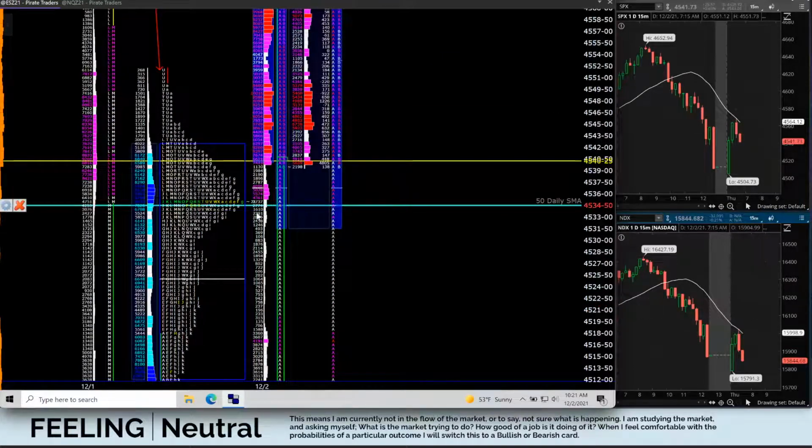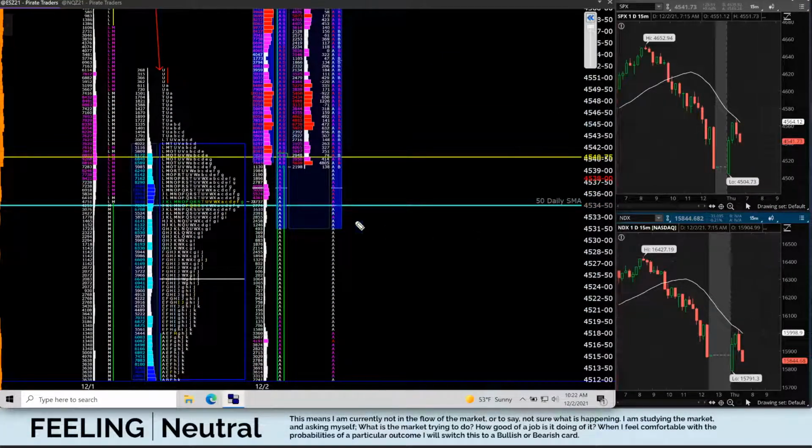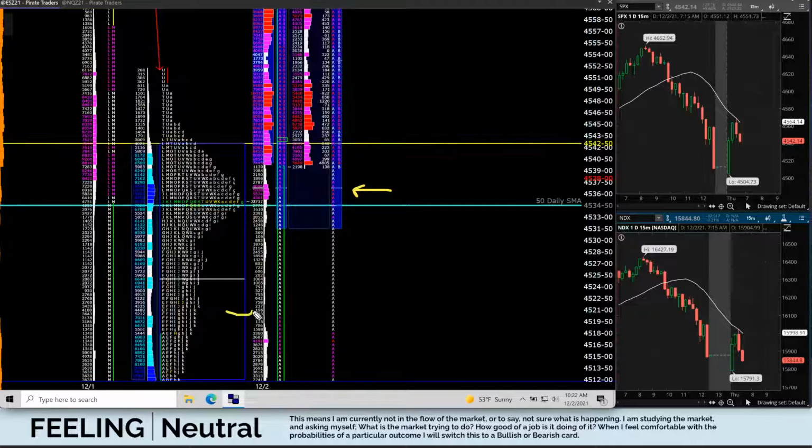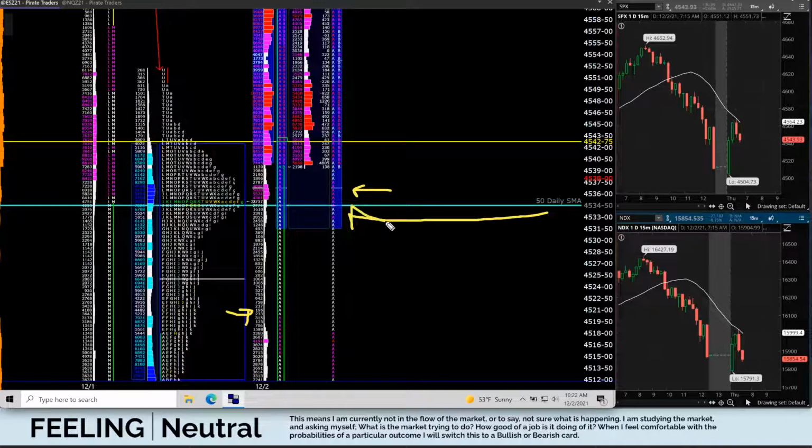All eyes on this area right here. There's plenty of reason to find support. We got the halfback. But we also got pretty weak volume getting up there. So below this level, things get bearish.